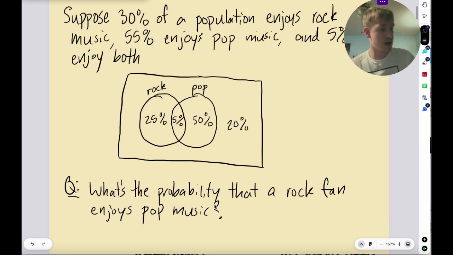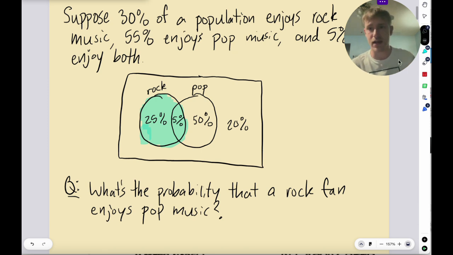Well, naturally speaking, we're given information about the sample, and that information is that the person is already a rock fan. Okay, so the individuals that are neither a rock nor a pop fan, as well as the people that only enjoy pop music, they're excluded from our population of interest. Our population is now changed to only be people that enjoy rock. Okay, so out of this circle right here that I drew, what's the probability that people in that little circle enjoy pop music?